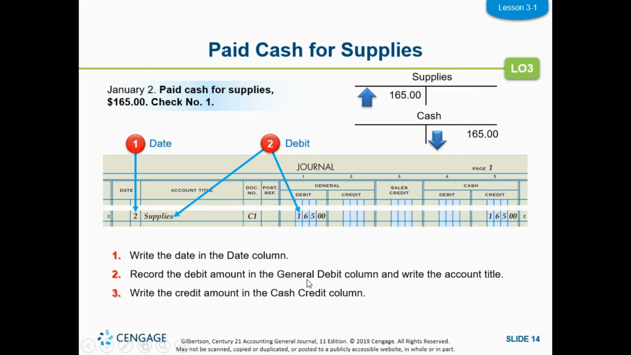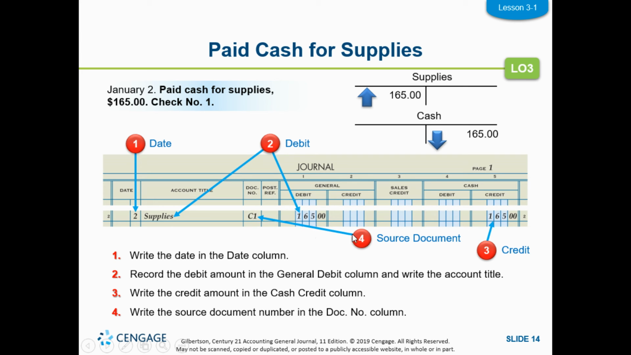We are debiting supplies. We are crediting cash. Debits equal credits. Assets, in this case, one increases, the other decreases. Credit. Write the source document number in the document number column. Source document, check number 1. We put in C1 for check 1.